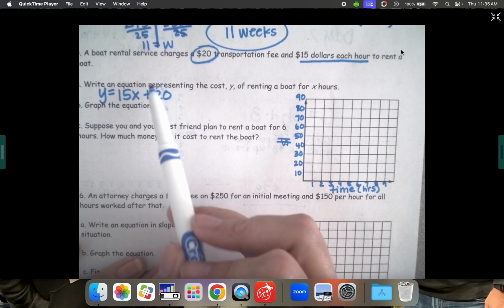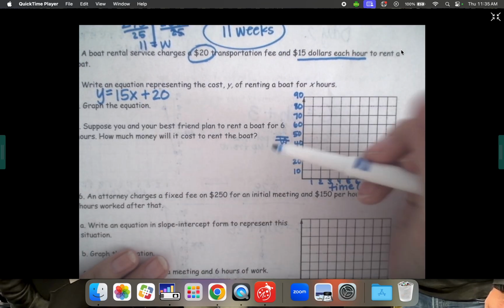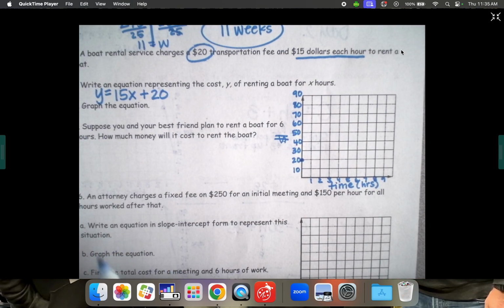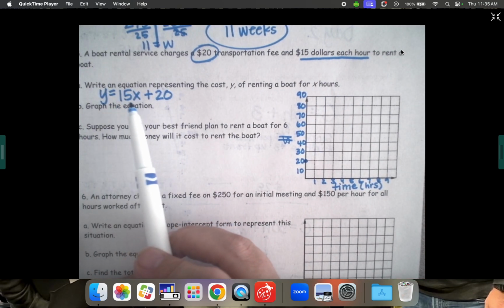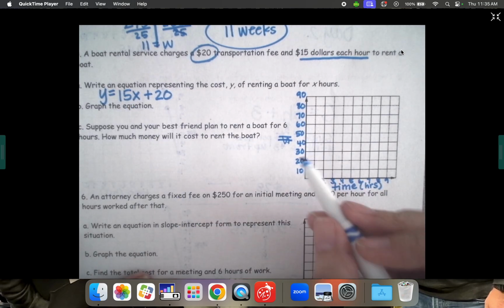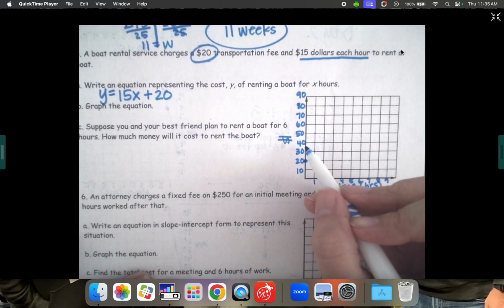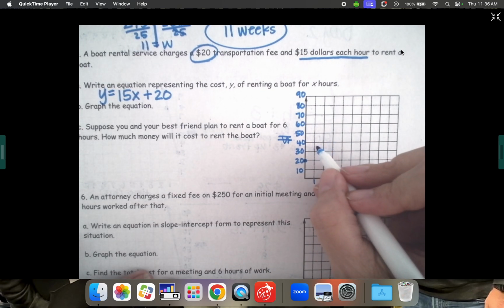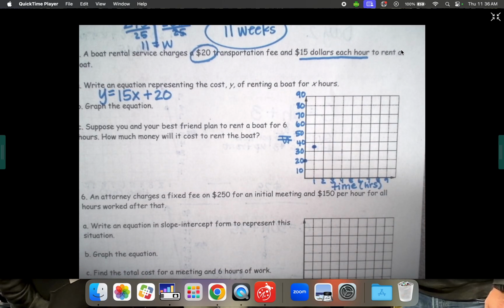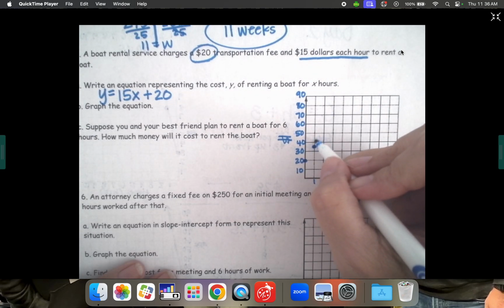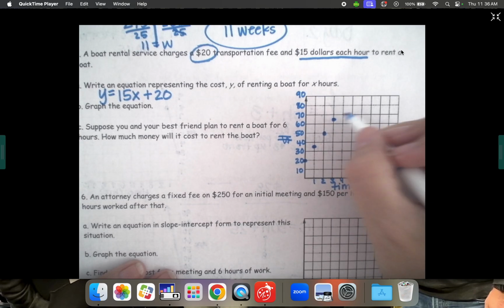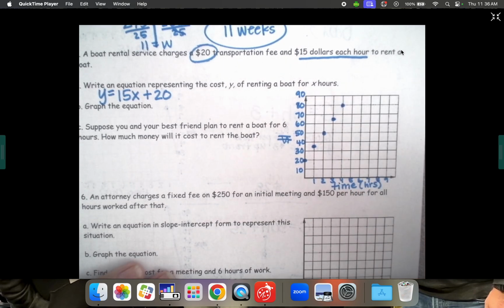Okay, starts off at $20 just for a transportation fee. So put your first dot at 20. And for each additional hour renting this boat, you're charged $15 more. So we're going to go up to 15, which would be 35 for the next 1 hour. So we're going to kind of have to do in between dots, but that's okay. Another 15 per next one, another 15 per the next one, another 15, and so on.